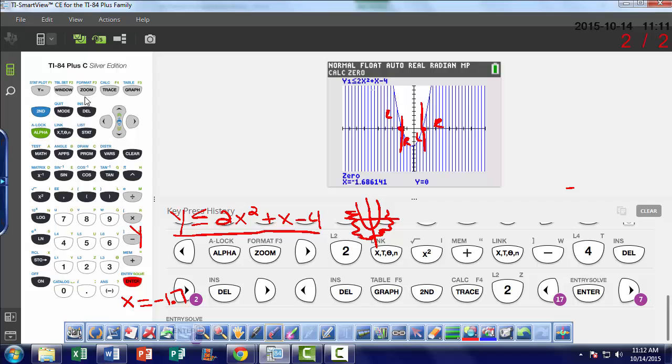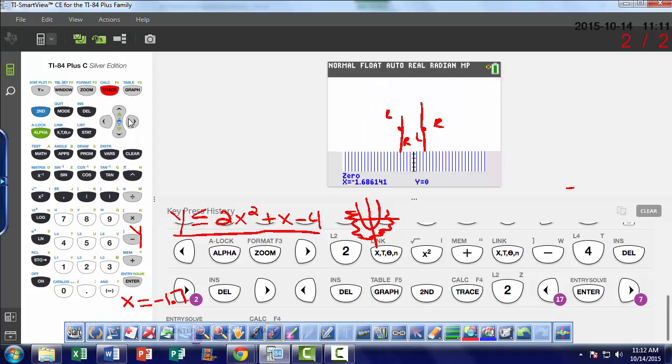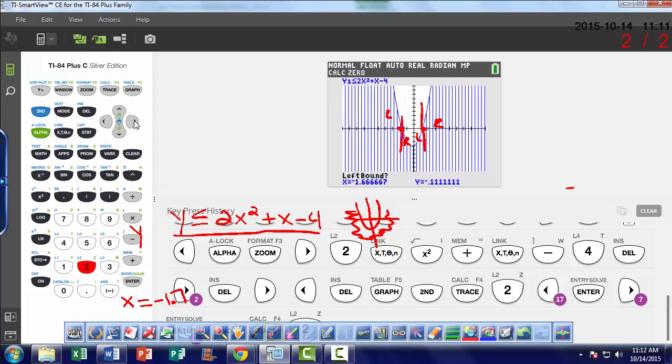Now I'm going to find the other 0. So I'm going to hit second trace again. Number 2, I want 0. Okay, now the left of this point is over here, so I'm going to move my cursor over. I think it left off where we just were. Yep. I like to get it past the vertex. I don't think it messes up the answer, but just so the calculator knows what we're talking about.